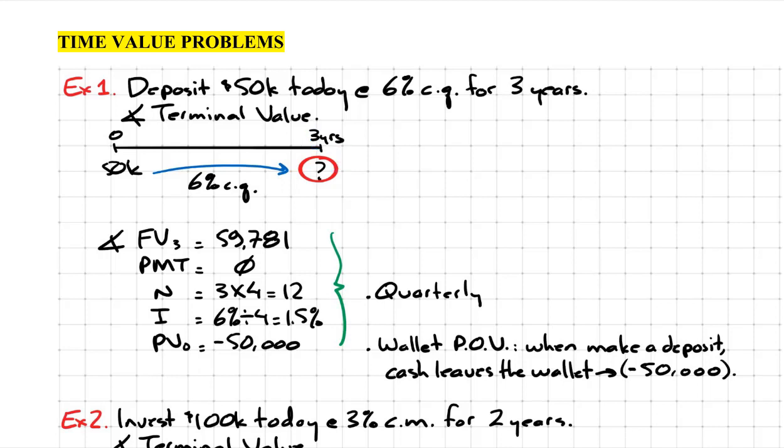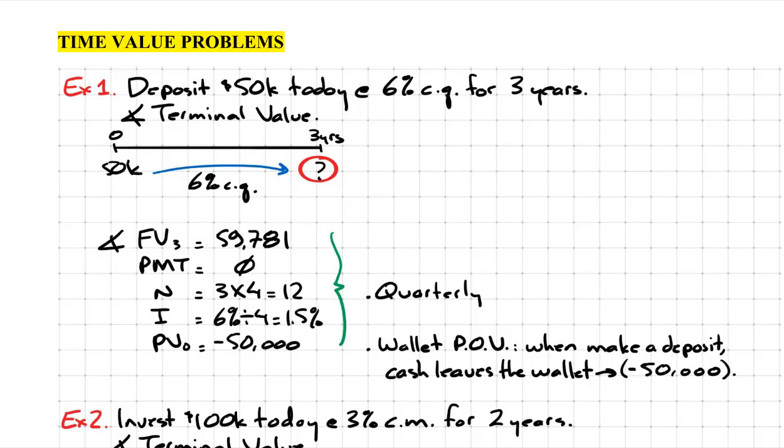Now, this is referred to as a time value problem. And you can see why it's called a time value problem. So you've got both elements. You've got time, just 3 years, and you've got value. You'd like to know what the $50,000 is worth at the end of the 3-year period.